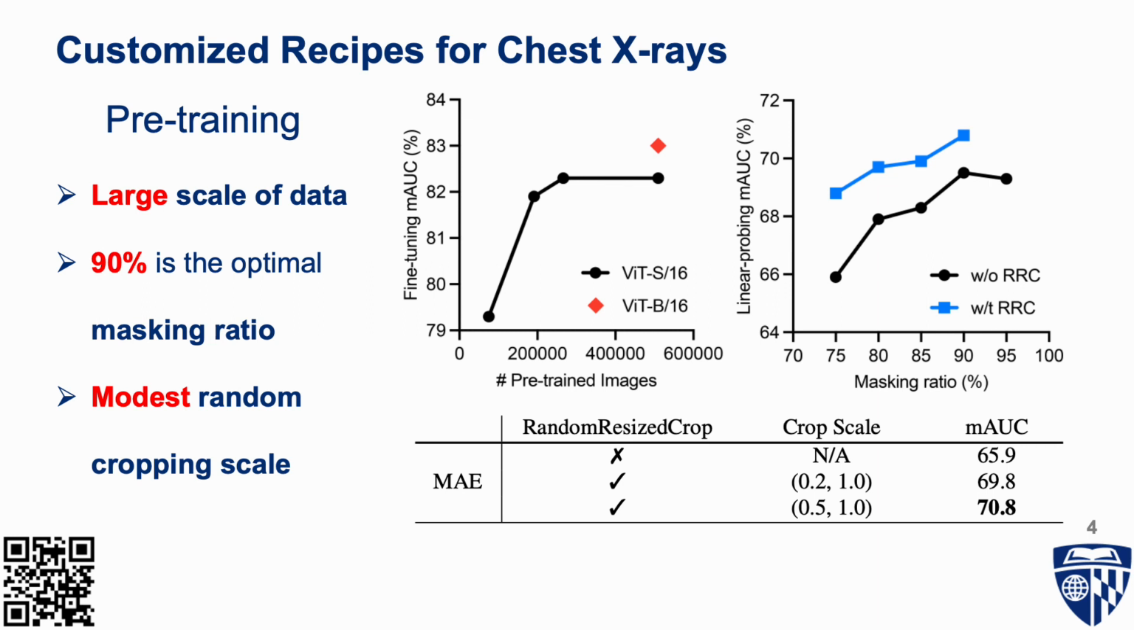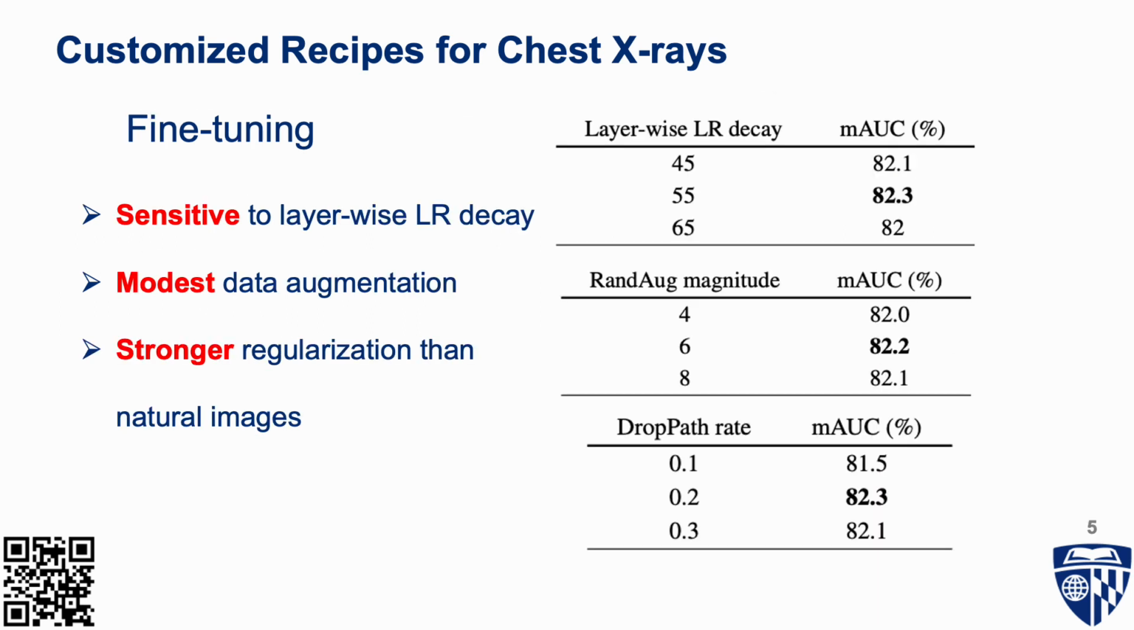We find that there are three crucial factors. First of all, a large scale of data is desired, and the model size also needs to be increased when the data scale gets large to avoid the bottleneck. Secondly, 90% is the optimal mask ratio for CheXpert, which is higher than 75% of natural images. We think it is because of the information redundancy issue, as the CheXpert images are very similar. Lastly, the random cropping operation is very important for MAE, and a modest random cropping scale is preferred based on our experiment results.